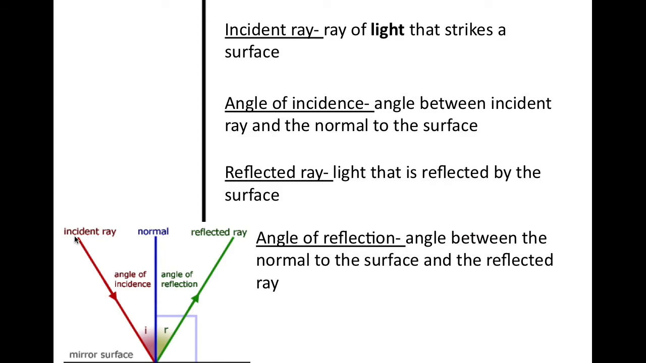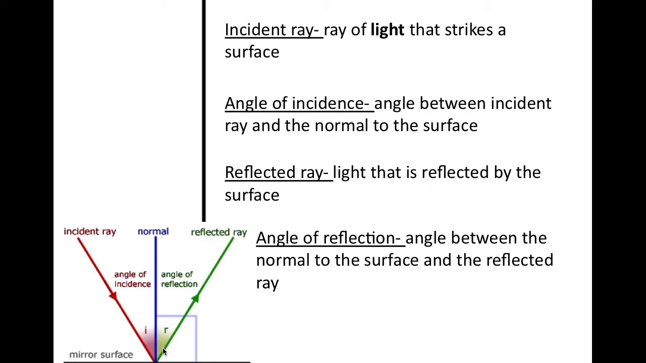An incident ray is a ray of light that strikes a surface. So this would be, for example, the unpolarized light that is coming towards the surface before the interaction and then becoming, for example, the polarized light by reflection. Here we have the incident ray hitting the mirror's surface, and we also know that the angle of incidence is the angle that's between the incident ray and the normal, which is the line perpendicular to the surface.